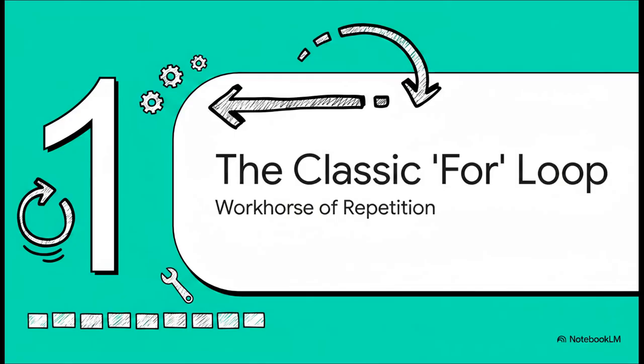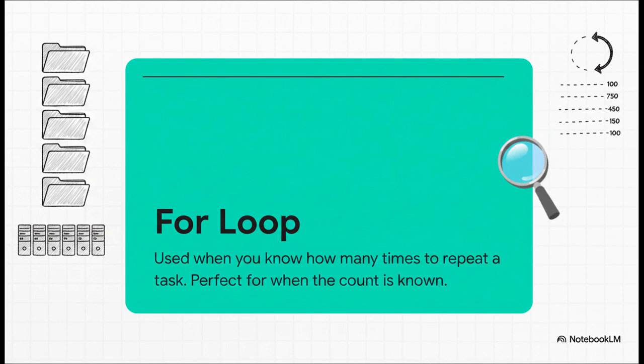Okay, so let's start with the absolute foundation. If you only learn one type of loop from this, make it the for loop. This thing is your go-to, your bread and butter. It's the true workhorse of repetition. So here's the key idea. A for loop is for when you're dealing with a known quantity. You've got a list of 5 files or 10 servers, or you just want to count from 1 to 100. You know exactly where you're starting and where you're ending.